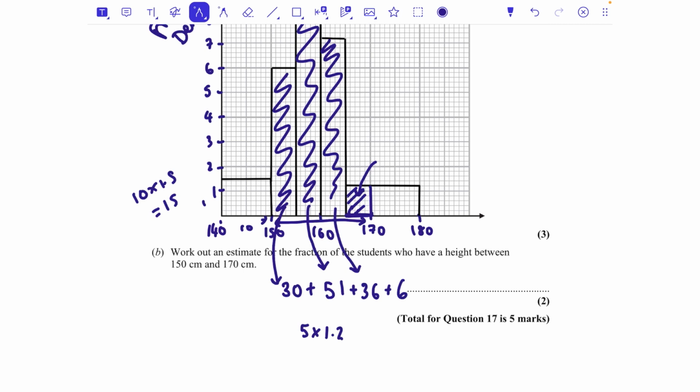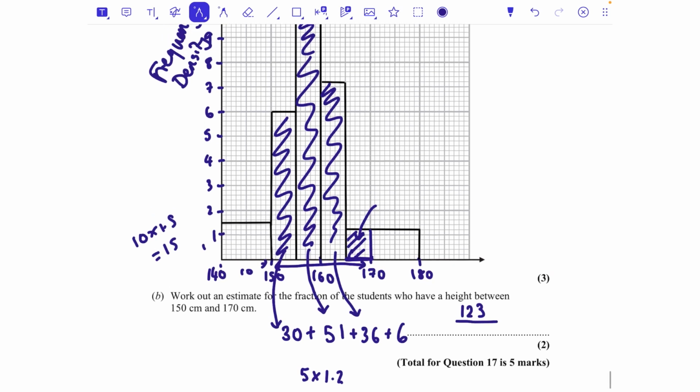We don't know for sure. They might all be grouped up in this top end of the category, but we're going to spread them equally between the bar and just assume that they are spread equally. So we've then got to add all those values together. So 30, add 51, add 36, add another 6 is 123, but they want this as a fraction out of how many children there are altogether.